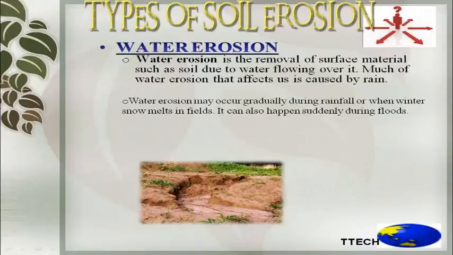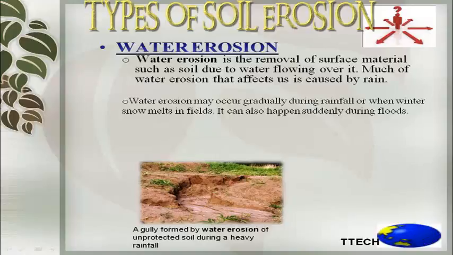Now, let's take types of soil erosion. You begin with water erosion. Water erosion is the removal of surface materials such as soil due to water flowing over it. Much of water erosion that affects us is caused by rain. Water erosion may occur gradually during rainfall or when winter snows melt on the surface. It can also happen suddenly during a flood.